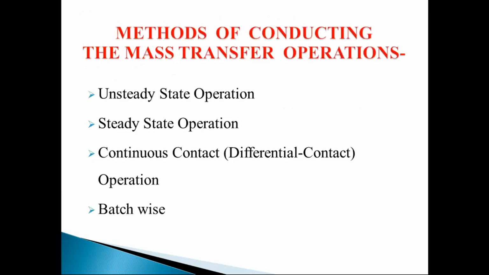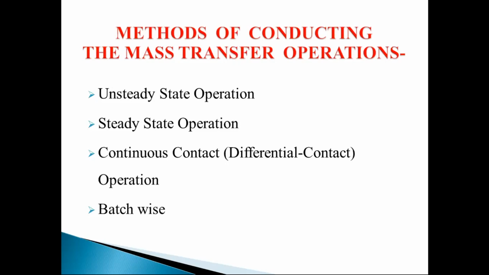Okay, next one, methods of conducting the mass transfer operations. So these are the four methods. First one is unsteady state operation. Second one is steady state operation. Third one is continuous contact operation. And fourth one is batch wise operation. So what is the meaning of unsteady state operation? What is the meaning of steady state operation? What is the meaning of continuous contact and batch wise? We will see one by one.